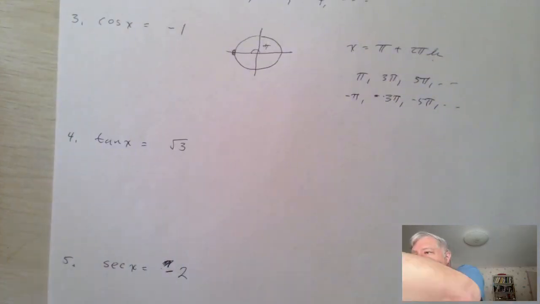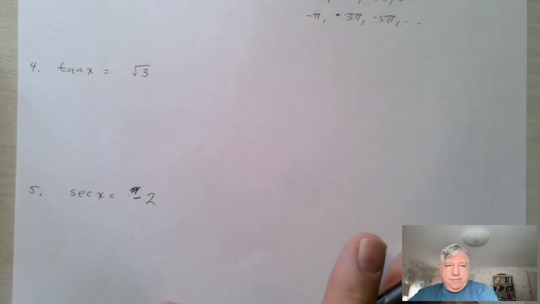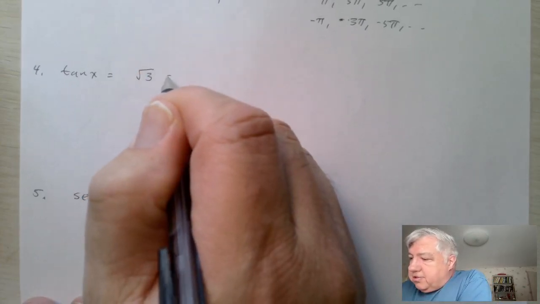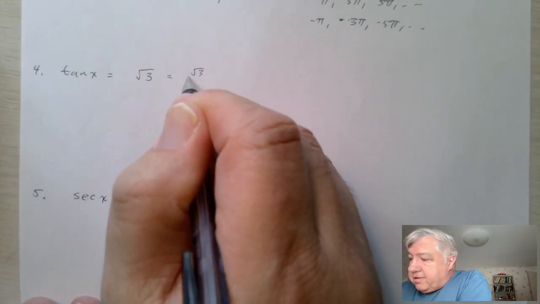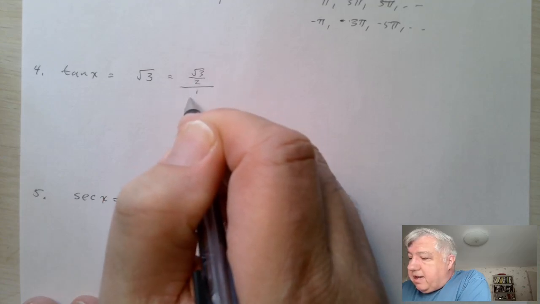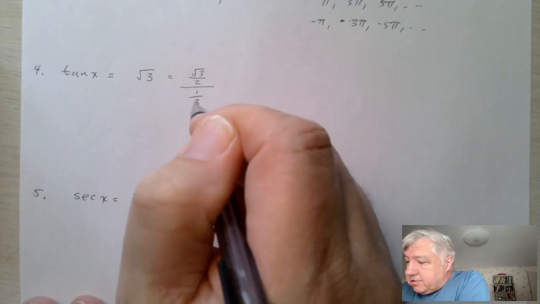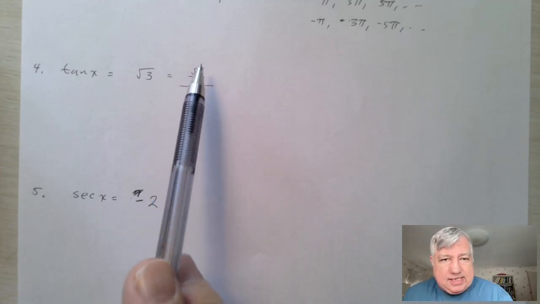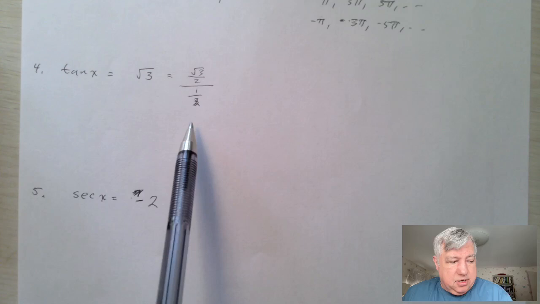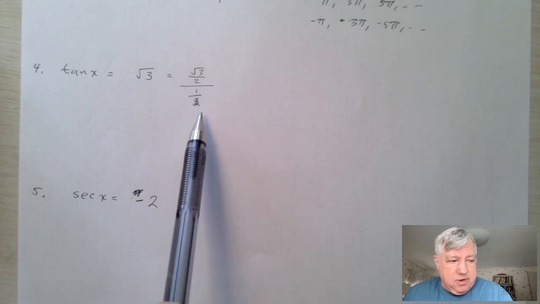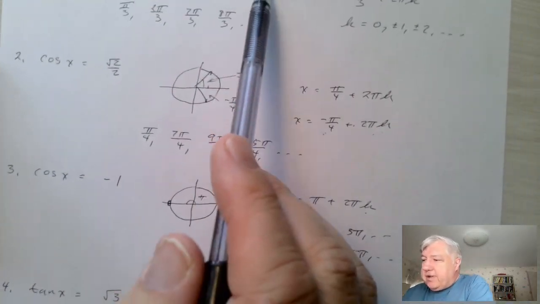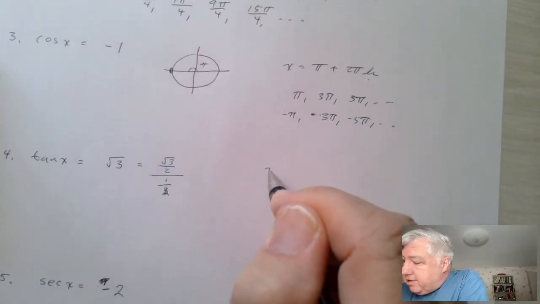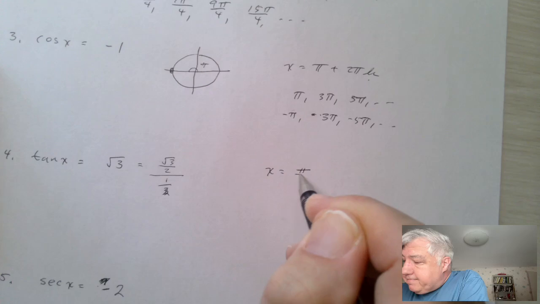When the tangent of x is the square root of 3, it might be helpful to realize that this can also be written as square root of 3 over 2 divided by 1 over 2. So you might ask yourself, what angle has sine square root 3 over 2 and cosine 1/2? Well, actually it's the same angle over here, pi over 3, right? So we can say x is going to be pi over 3.